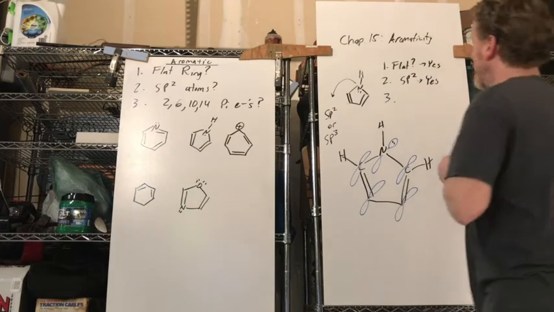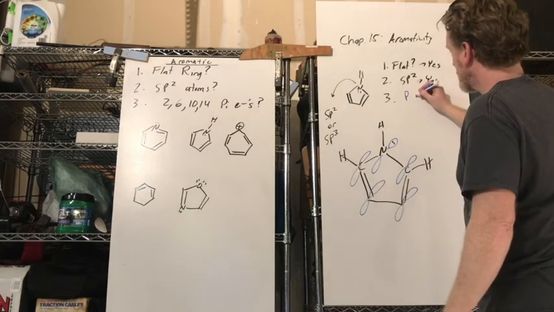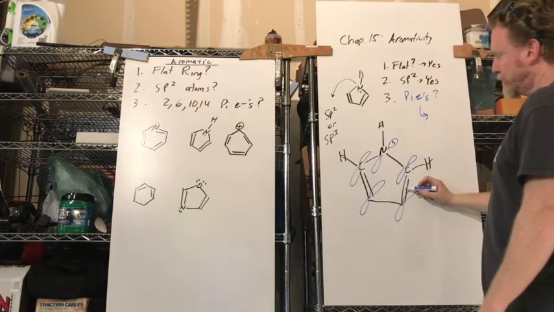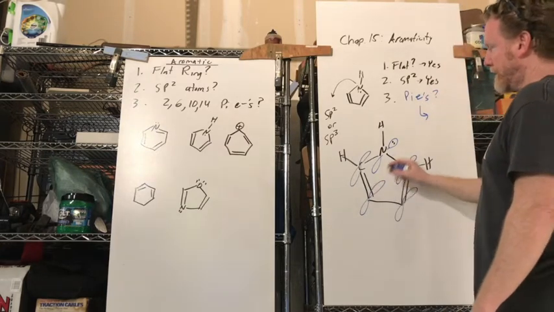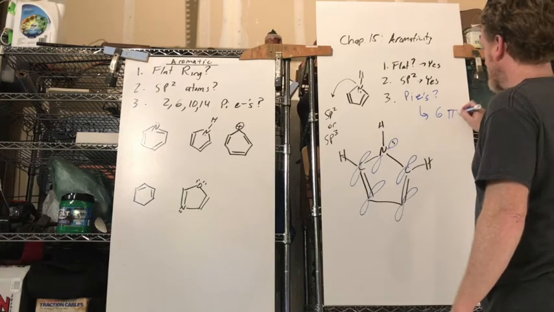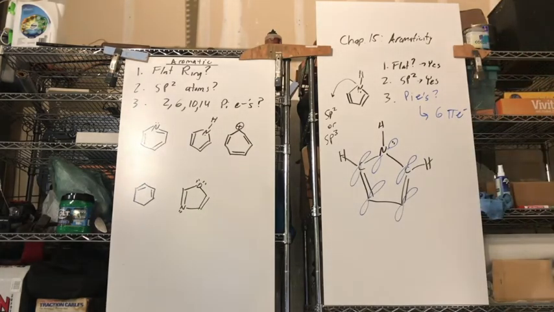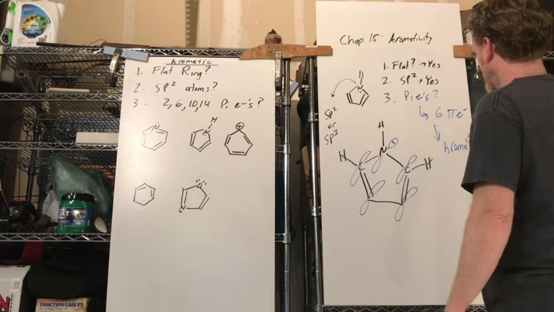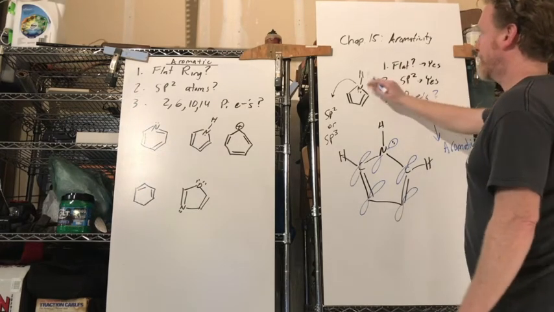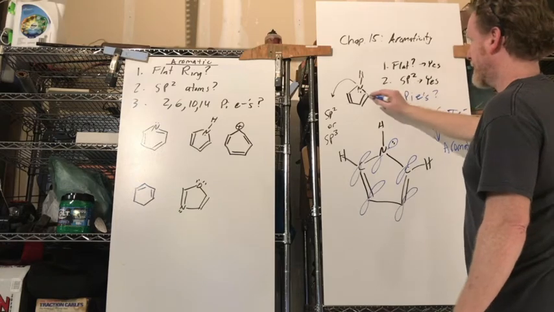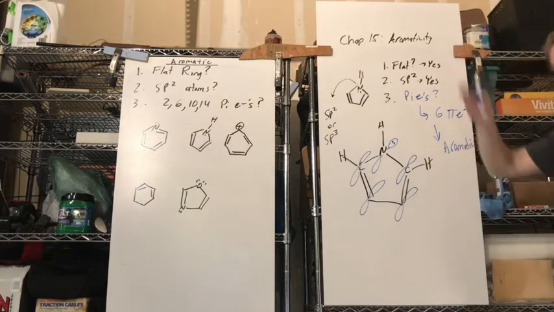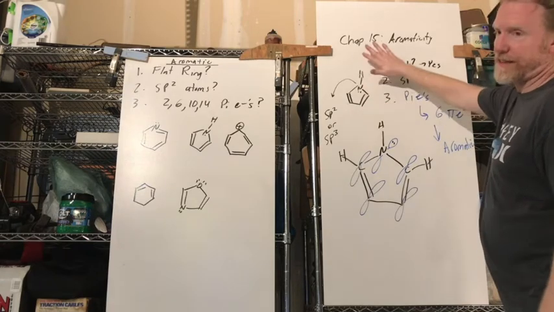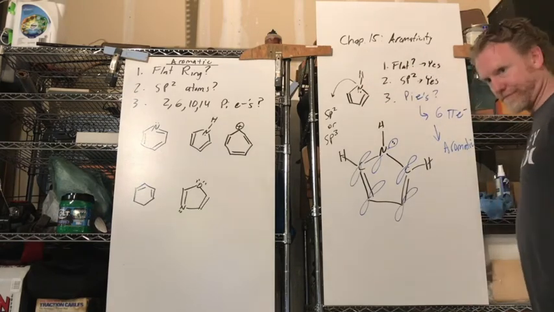So how many pi bonding electrons? So I've got 2 in this pi bond, 4, 6. Does that make us aromatic? Yes. So pyrrole is aromatic. And it's a flat ring, and the nitrogen's sp2 hybridized. Well, basically we can experimentally determine it is flat, and that tells us, oh, it's sp2. That's what we call it.